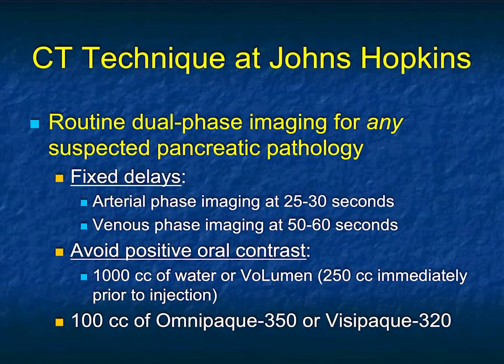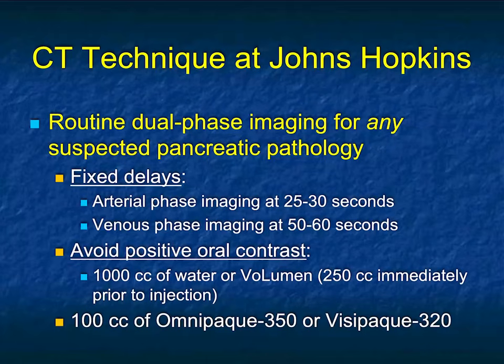Now, in terms of technique, dual phase imaging is ideal for looking at the pancreas. We want to do arterial and venous phase imaging. Typically arterial about 30 to 35 seconds. Venous probably closer to 70 seconds. We want to distend the stomach and proximal bowel, so we use water as the agent of choice. People used to use Volumen, but water is what you want to use. About 1,000 cc's in split doses, about 750, 15 to 30 minutes before, and the last 250 at the time of the study. And of course, we're using IV contrast.